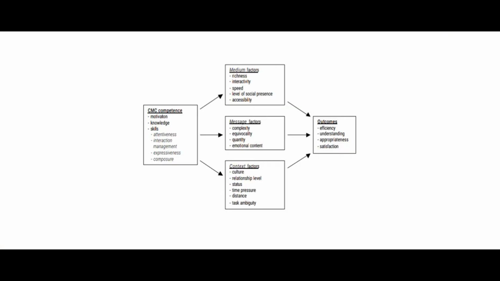This model can be stated as the results of collaboration via internet are dependent on the motivation, knowledge, and skills of members of work group and teams in CMC and the use of the technology that supports it. The factors of personal CMC competencies interact with attributes of the medium, message, and context to create outcomes that can be assessed on the basis of effectiveness, appropriateness, understanding, and satisfaction.